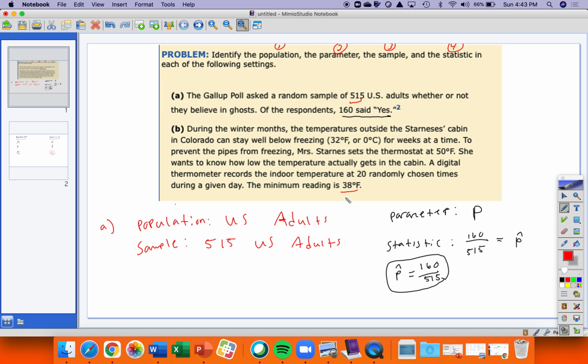Okay, now we have a lot of things happening here. So the population is going to be all of the times in a given day at a cabin. Okay, so the population is all the times. So let's go to B. The population is all possible times. And then the sample is going to be the 20 chosen times.